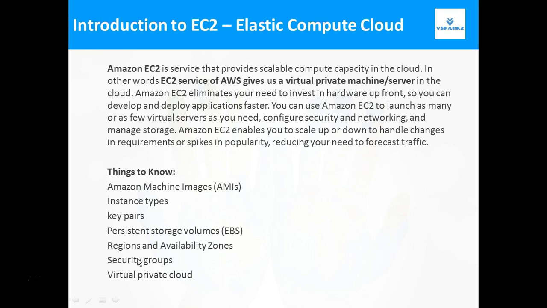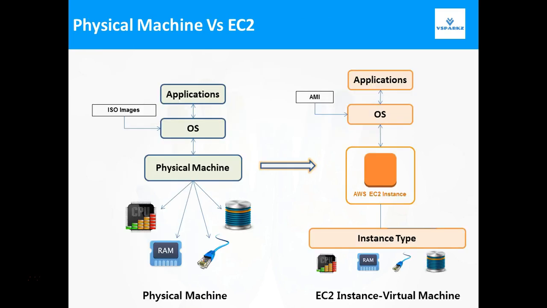Let us proceed to the next slide. This picture shows you the reference diagram of a physical machine compared to an EC2 instance. All the hardware resources like CPU, RAM, network, hard disk in a physical machine are real physical hardware, which is depicted to your left. Whereas in your EC2 instance, it is fully virtual hardware. You can see the same towards your right.